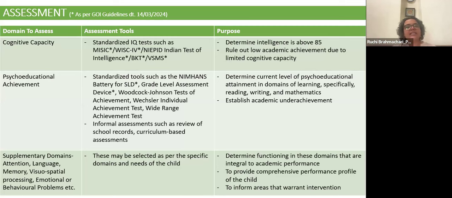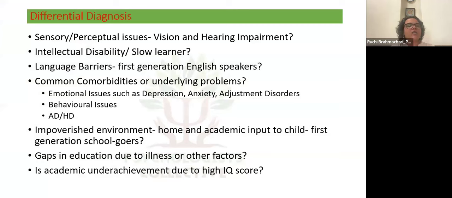And that's where, in terms of interventions next, the psychologist, once we have established what is really going on, has to first make sure that the differential diagnosis is including that there are no processing issues of vision. So I'm not making reading errors because I have glasses that I have not worn, or I'm not hearing things correctly because I can't hear correctly. Aloki has already shared that we will rule out auditory and vision impairments. We will rule out intellectual disability or a slow learner because of low cognitive capacity.